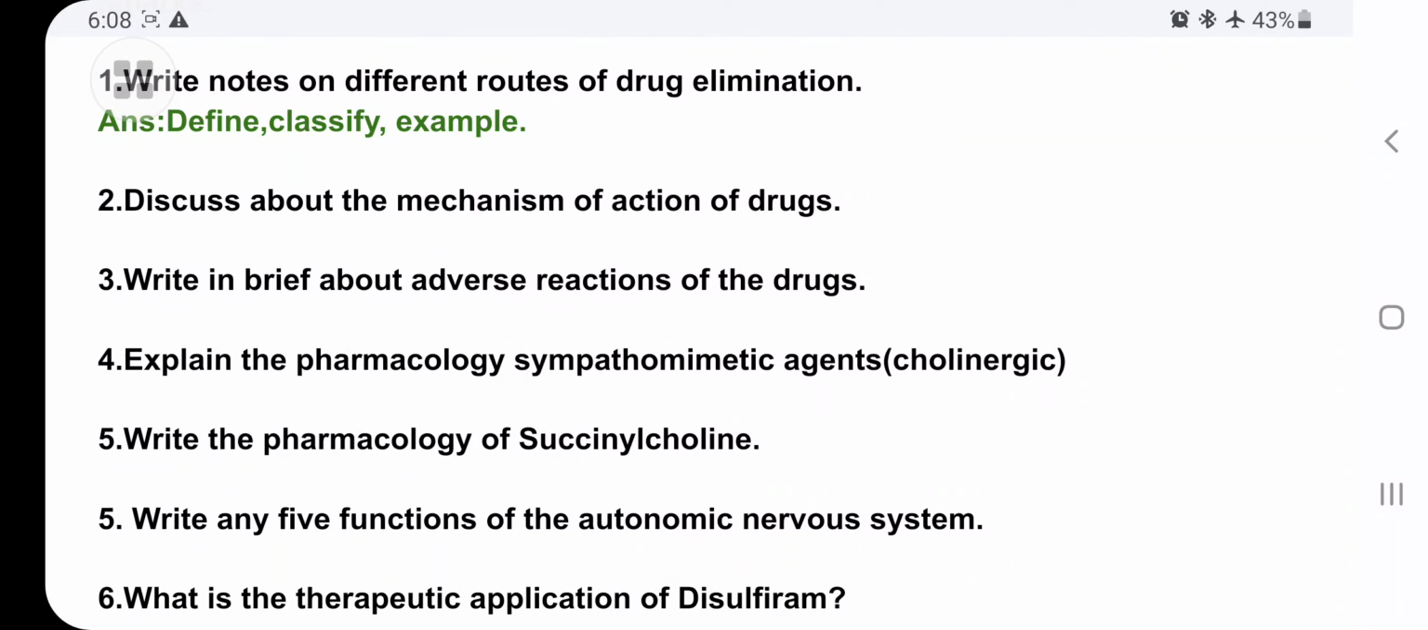Pharmacology of the sympathomimetic agent. Sympathomimetic agent, also known as a cholinergic agent. Write down this one: cholinergic agents or cholinergic agonists, these are. Pharmacology of succinylcholine. Succinylcholine is the muscle relaxant. We have to write the pharmacology on succinylcholine.